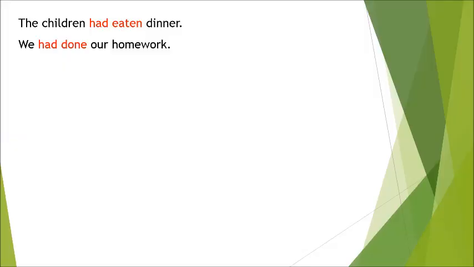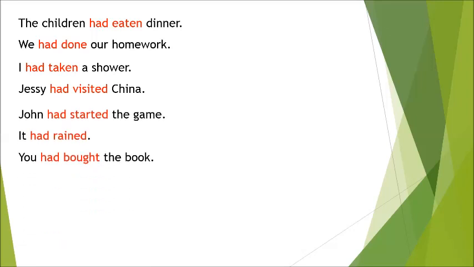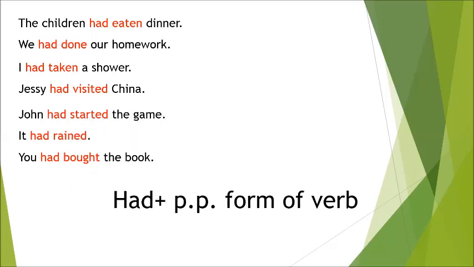Let's read more sentences. The children had eaten dinner. We had done our homework. I had taken a shower. Jessie had visited China. John had started the game. It had rained. You had bought the book. No matter what the subject is, always use had and PP form of verb.